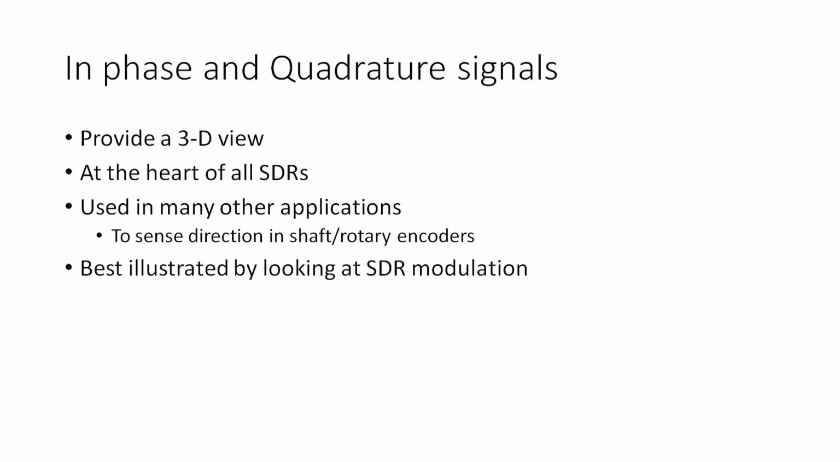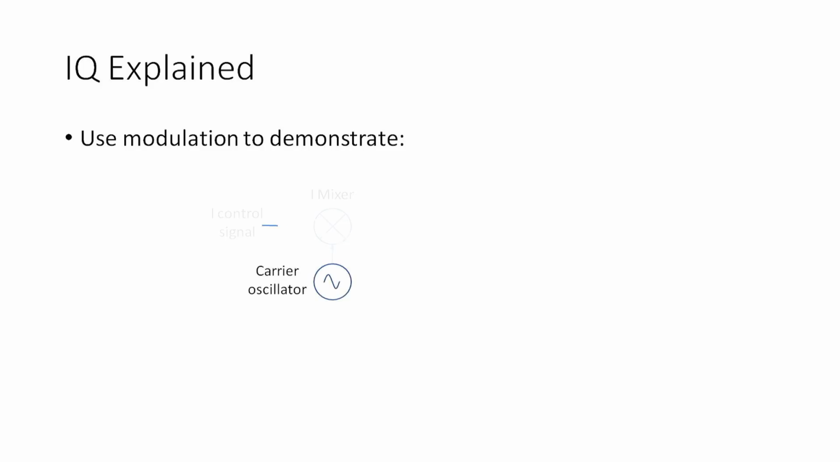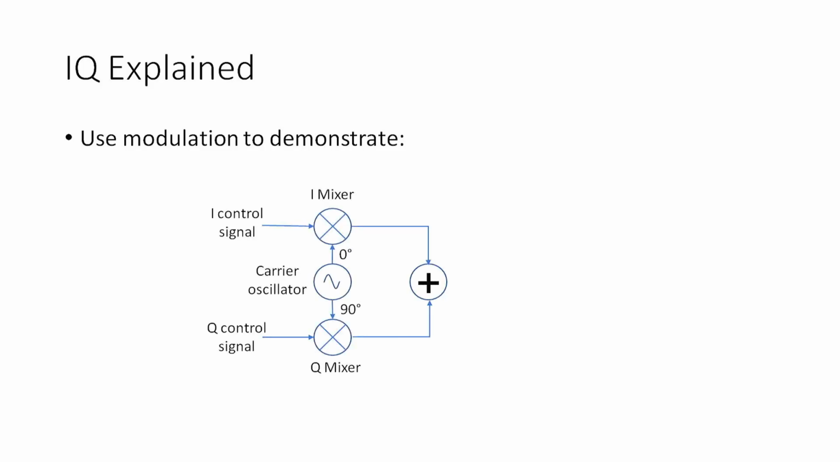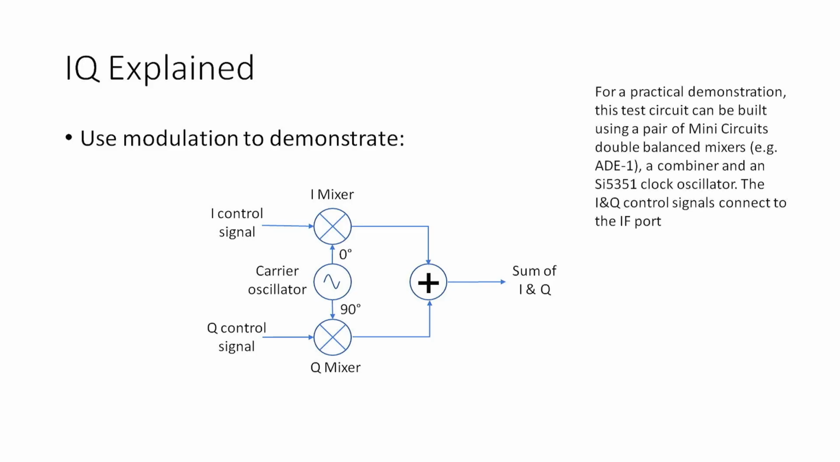And the easiest way to show you what happens and the power of IQ signals is to look at SDR modulation. And we can make a little test circuit up. In fact, I did this just to prove it with a couple of mixers and a combiner. So here's what it would look like. I used a couple of Mini-Circuits double balanced mixers and an Si5351 oscillator, 0 and 90 degrees out of phase, and put them through a combiner, and you get an output there. So we're going to look at what happens here and what happens there.